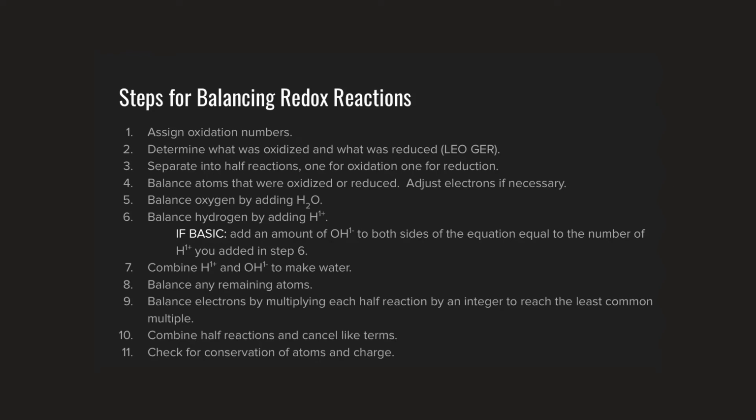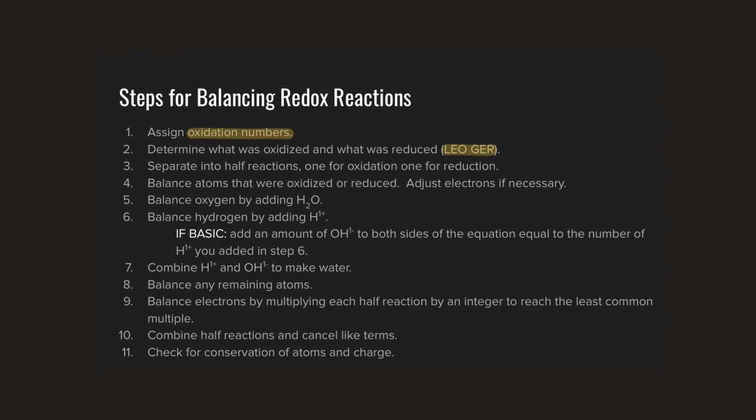So step number 1, assign oxidation numbers. On our last slide, we went through the process of how to do that. You should get plenty of practice on assigning those oxidation numbers. That is the very first step. Step number 2, once you've assigned oxidation numbers, we're going to be looking for what was oxidized and what was reduced. And again, we're going to remember our device for remembering oxidation and reduction is Leo the lion says grr. Losing electrons is an oxidation, gaining electrons is a reduction. So essentially, here we're looking for changes in oxidation state. There's always going to be one thing getting oxidized and one thing getting reduced, so make sure we pay attention.